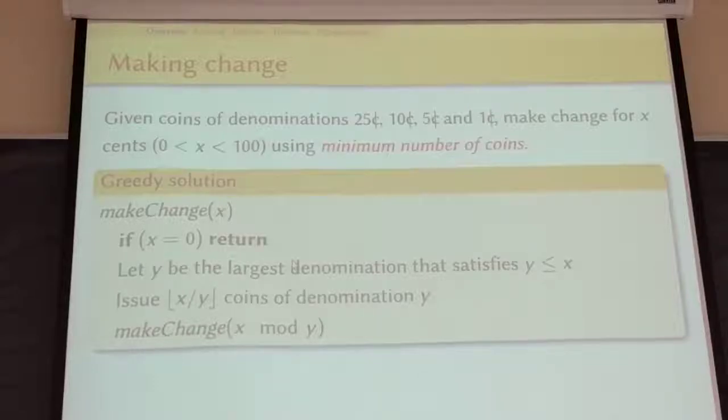So let's say you add to this 3 cents. Okay. So then, is this algorithm optimal? Let's just make that one change, right? So we add 3 cents.